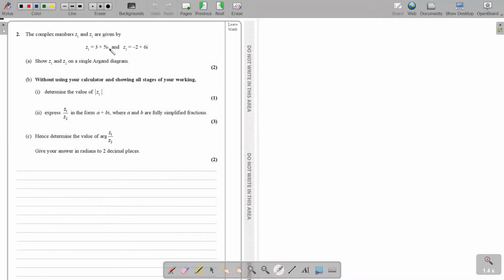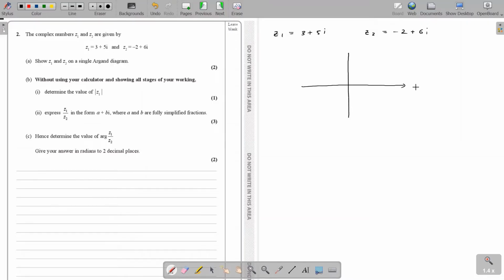The complex numbers z1 and z2 are given by z1 equals 3 plus 5i and z2 equals minus 2 plus 6i. Show z1 and z2 on a single Argand diagram. So z1 equals 3 plus 5i, z2 equals minus 2 plus 6i. Okay, shall we draw it on the Argand diagram?